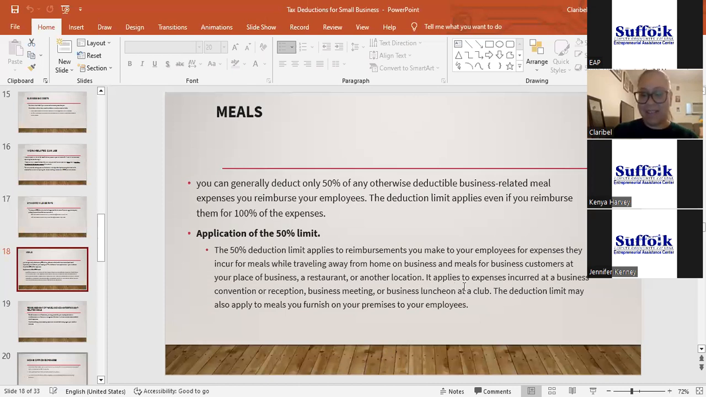It applies to expenses incurred at a business convention, a reception, business meeting, or business luncheon at a club. The deduction limit may also apply to meals you furnish on your premises to your employees. So anything, any business meeting, any lunch that you buy your employees, or a partner or a customer, you can deduct 50%.